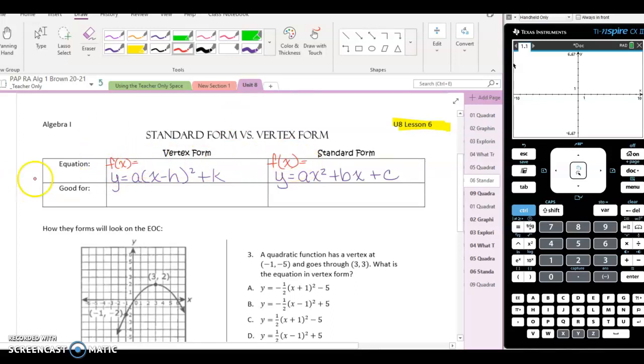Now, what are they good for? All right, so vertex form is good for, first of all, finding the vertex. And we kind of did that in the last lesson and we didn't even know it. When we were translating some things, this would be our C and this was our D. We were translating things up or down, left and right. We were finding the vertex, y'all. It's good for finding the axis of symmetry. All right, and then finding translations.